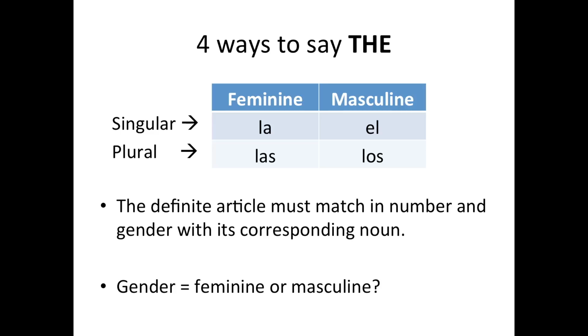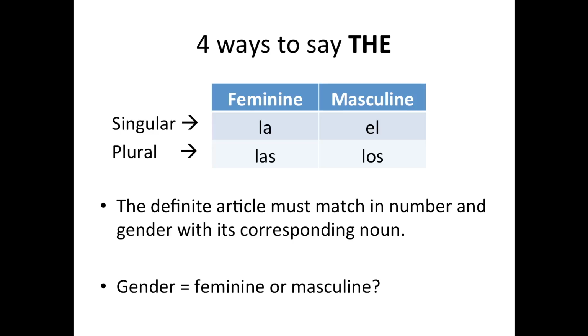Today we're going to take a look at definite articles in Spanish. Okay, so the cool thing about Spanish is that we have 4 ways to say the word the. Why is that? Well, because in Spanish we like to be very specific. So let's look at this chart.